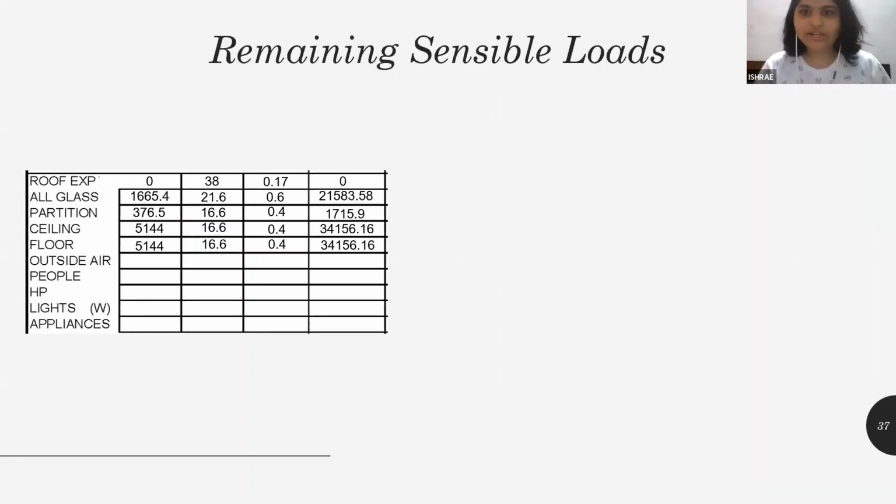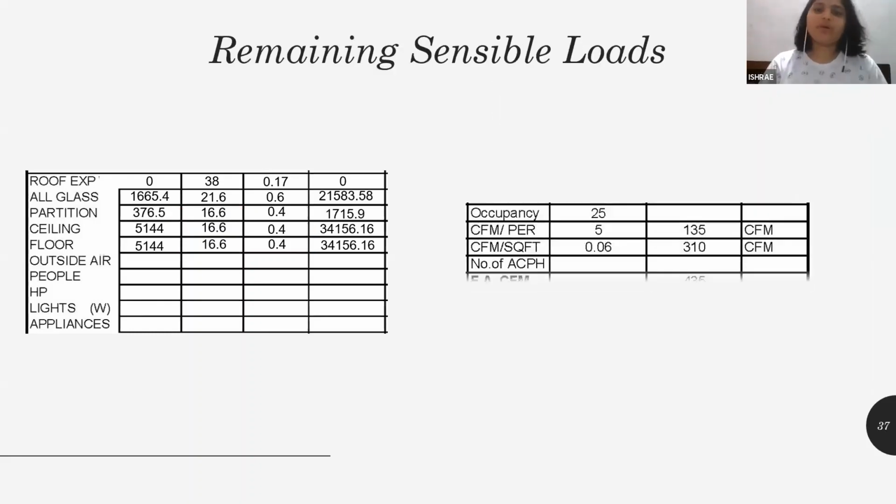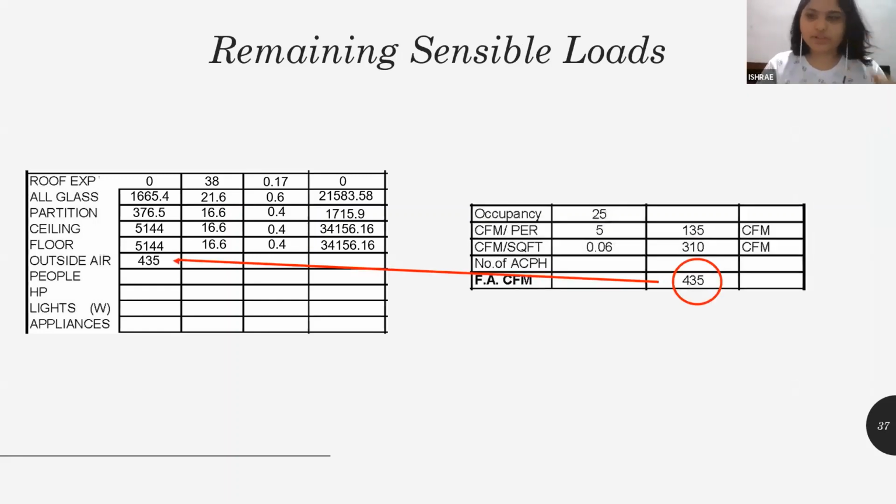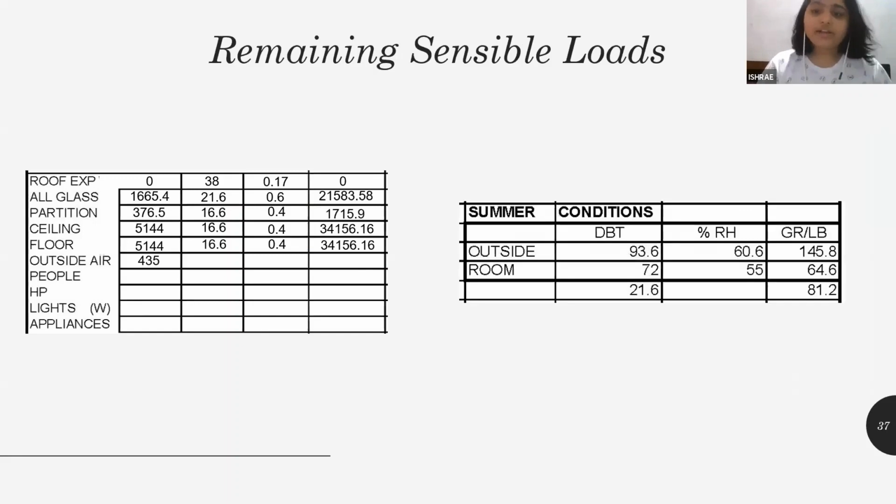Let us go to the outside air, that is the infiltration load. Now for the infiltration load, first of all you require the fresh air CFM. Fresh air CFM, I've put in. Then you need the total temperature difference. Since it is sensible load, we are taking temperature difference. Had it been latent load, which will come ahead, you all will take the grains per pound difference. That is the moisture content.